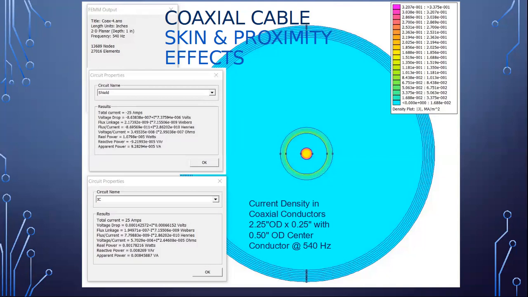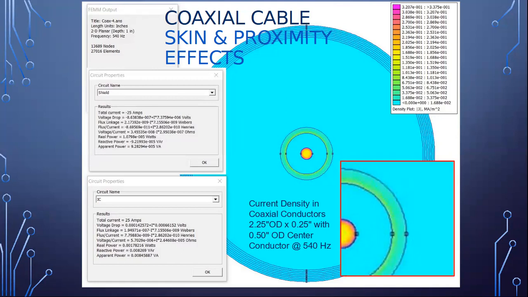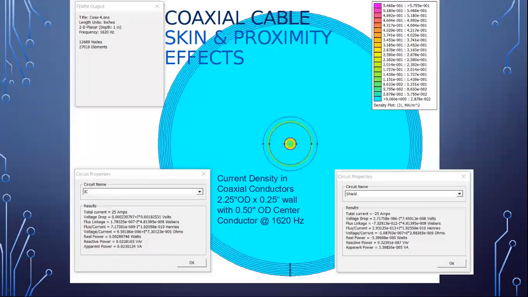Hit her again, Frank. I think I might have an amplified picture of that. And there you can see it clearer. You're starting to see lower current density out here, higher current density in here, lower density in here, and higher densities out there. That is 540. Let's go to the 1620, I think is the next one.